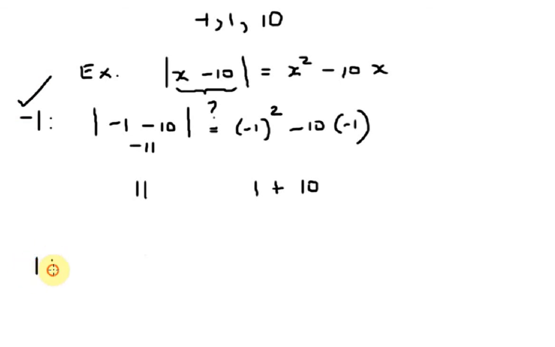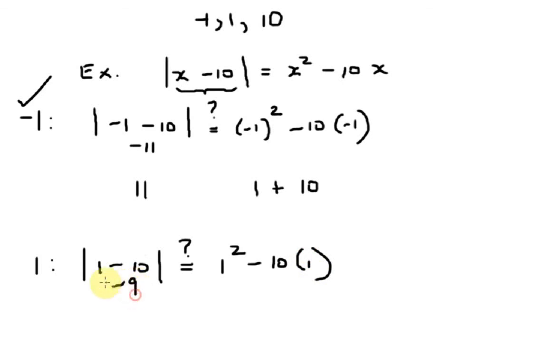Let's try positive 1. Okay, so we're going to plug that in. Absolute value of 1 minus 10. Does that equal 1 squared minus 10 times 1? On this side, I'll have negative 9, which gets turned positive, so that's positive 9. On this side, I'm going to get 1 minus 10, which is negative 9. This does not work, so 1 is not a solution. Okay, now we're going to clear off a little bit more space here. So we had, let's see, negative 1 was good. Positive 1 was not.